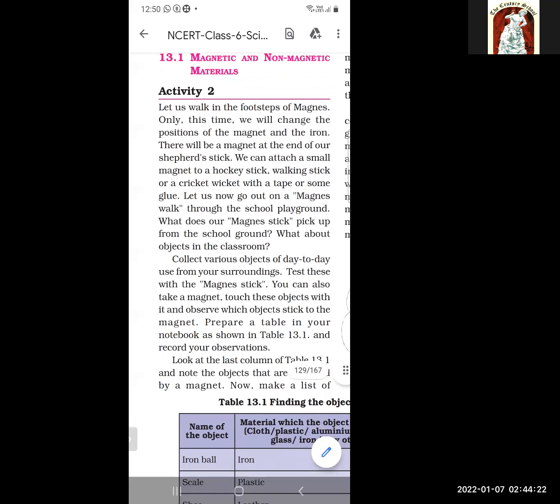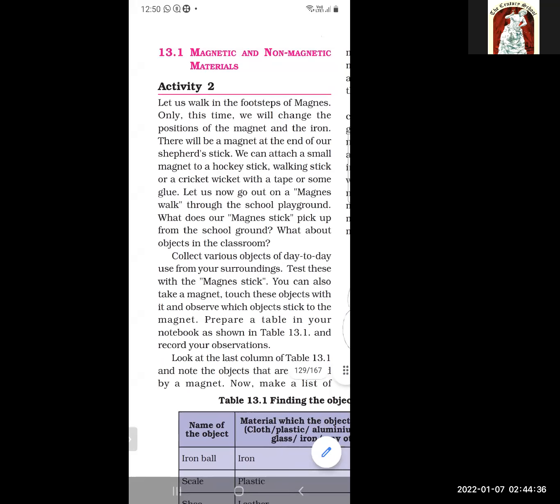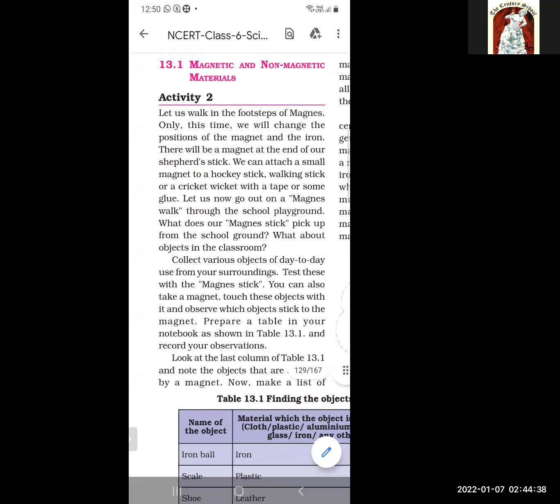So what is activity 2? Let us walk in the footsteps of magnets. Only this time we will change the position of the magnet and the iron.